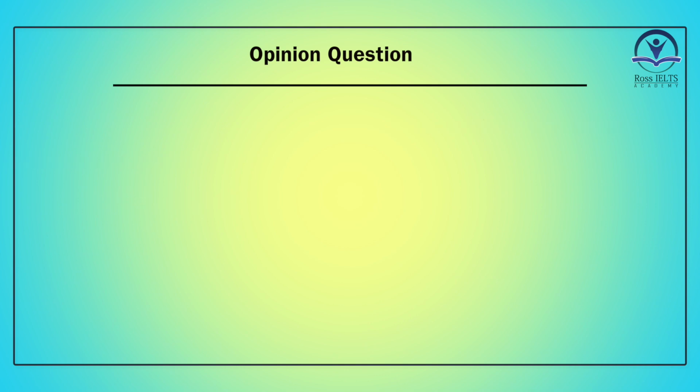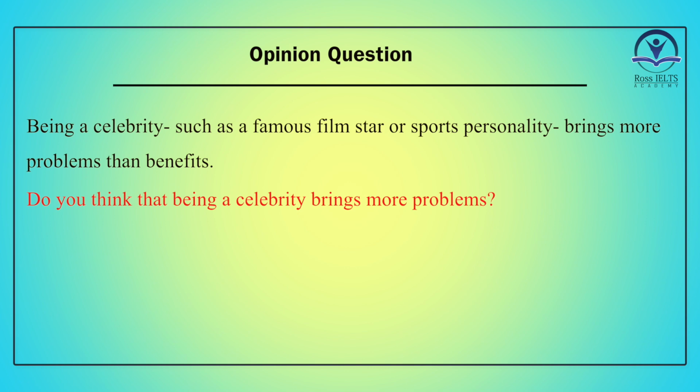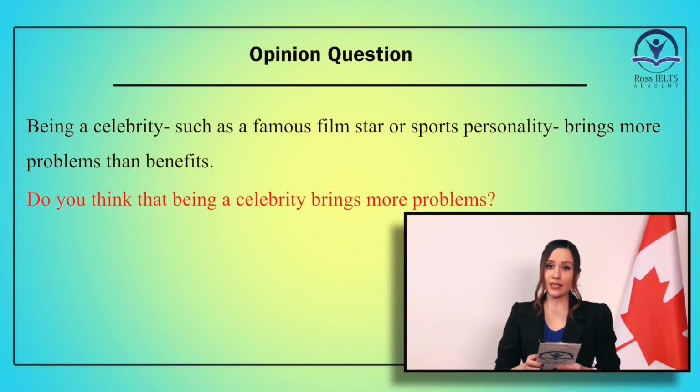Let's look at that. Here the topic statement says that being a celebrity, such as famous film star or sports personality, brings more problems than benefits. Do you think that being a celebrity brings more problems? Here again, we have an opinion question, but the difference is that you're not asked to say whether you agree or disagree. You're asked a direct question based on what you saw in the question statement. But generally, this is again an opinion question.